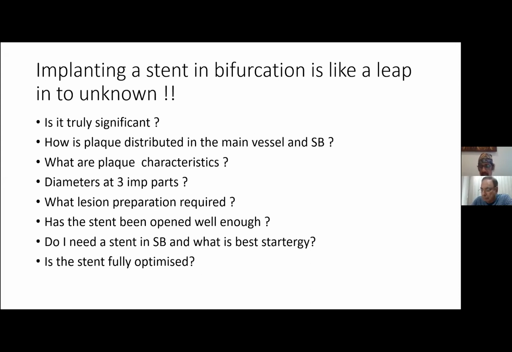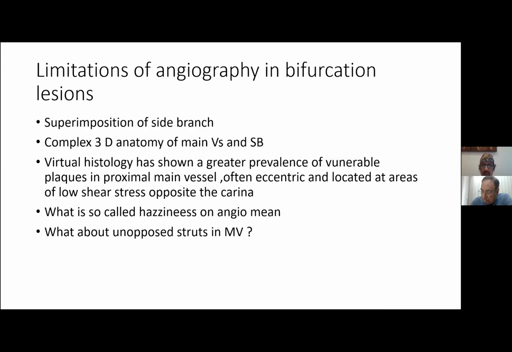So all these questions we generally try to answer on angiography, which is kind of a very poor show in a bifurcation lesion, where it's a three-dimensional structure with a side branch overlapping the main vessel and causing difficulty in the final assessments. So limitations are that there is always a superimposition of the side branch. It's a complex 3D anatomy of the main vessel and the side branch.